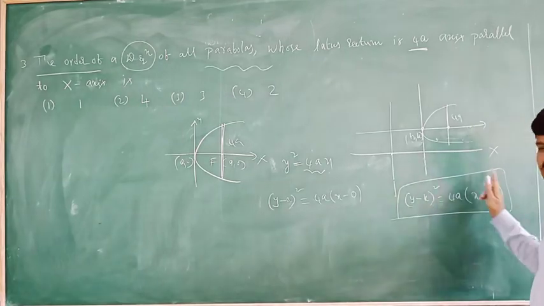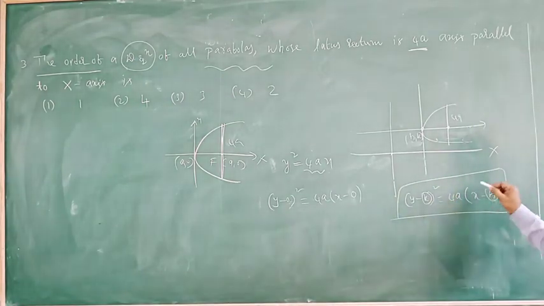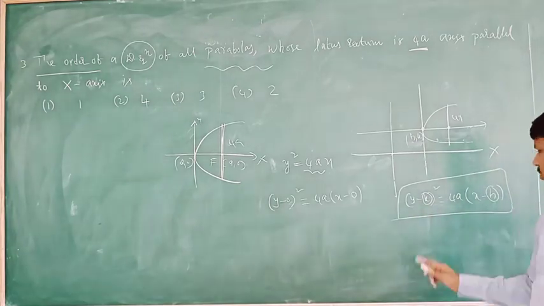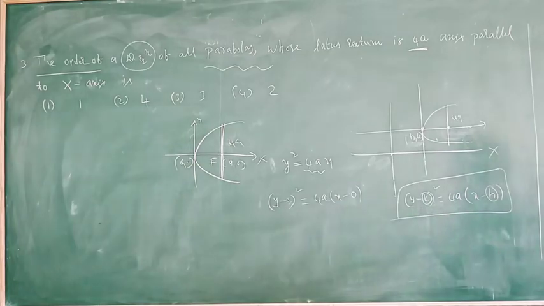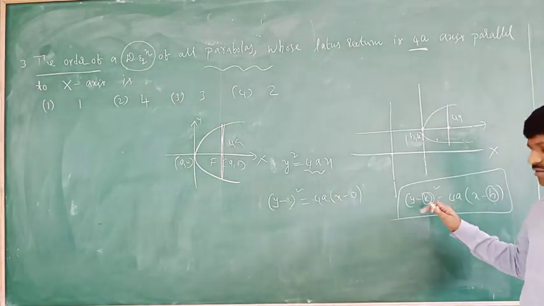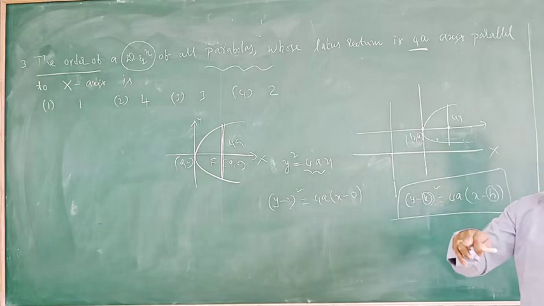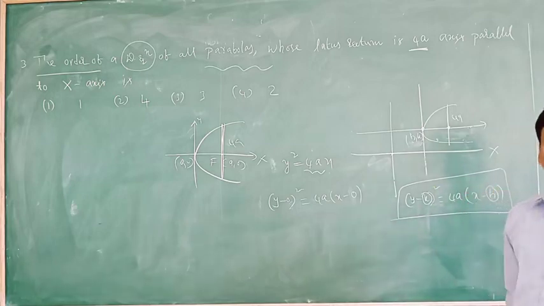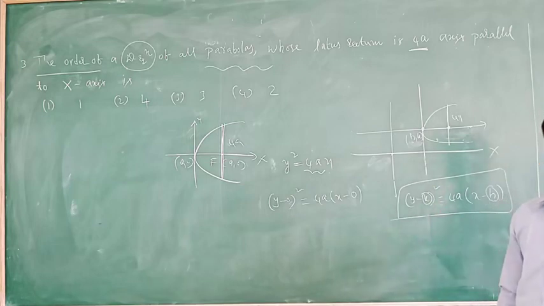So it is a parabola equation. In this parabola equation, how many arbitrary constants are there? 2 arbitrary constants are there. What are they? The arbitrary constants are h comma k. So what is the differential equation of this one? In the differential equation, what will be the order? To get a differential equation, how many times we have to differentiate with respect to x? That depends upon the number of arbitrary constants only.